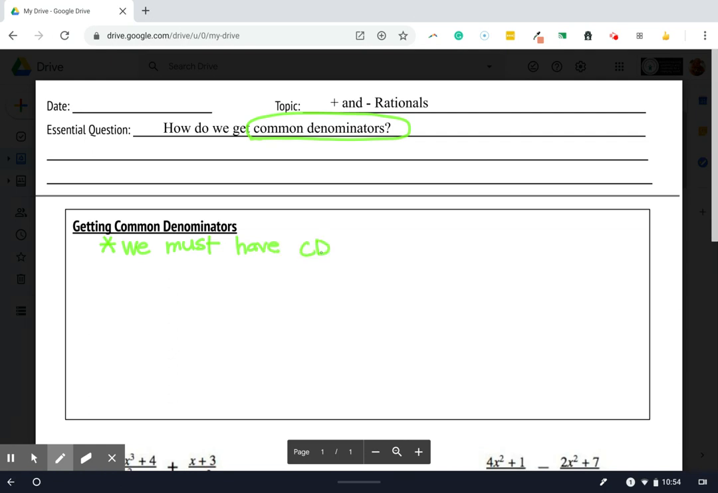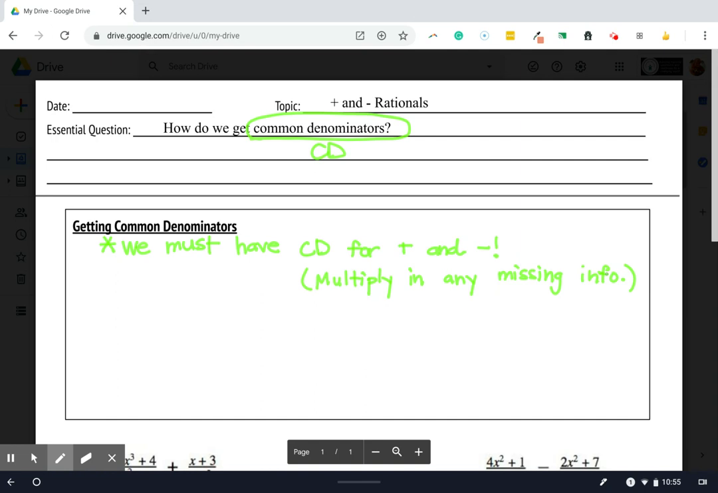which I'm going to abbreviate CD, for whenever we add and subtract. And so we're going to talk a little bit about how we get that and then what we do once we have them. So when we talk about needing common denominators, we are going to multiply in any missing info. So whatever denominator is missing is going to get multiplied to make the two fractions have the same denominator. The one thing is we're not going to do anything with FOIL, so that's kind of nice. We're just going to leave everything in parentheses.